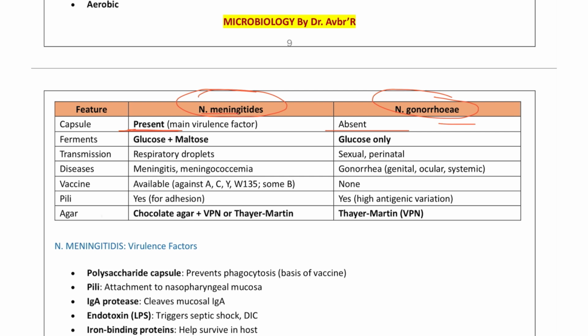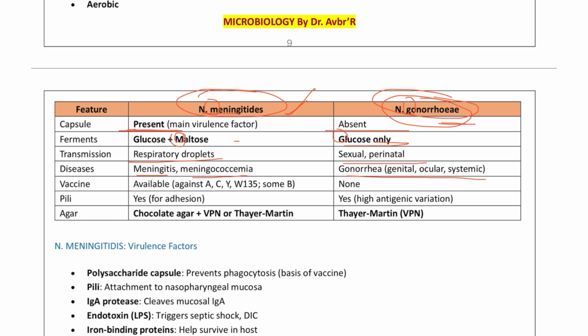And meningitis, M for meningitis, M for maltose. Maltose is present in meningitidis, whereas only glucose, G for glucose, G for gonorrhoeae, is present. The common way of transmission for meningitis is respiratory droplets, whereas gonorrhea is sexual and perinatal. Meningitis also causes other diseases like meningococcemia, severe conditions. And all the genital, ocular and oral infections are seen with gonorrhea.